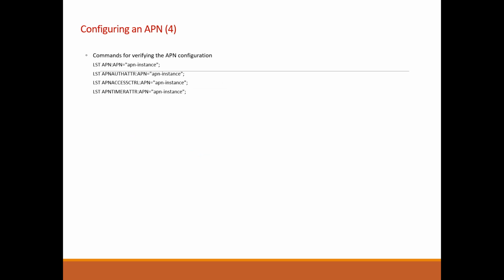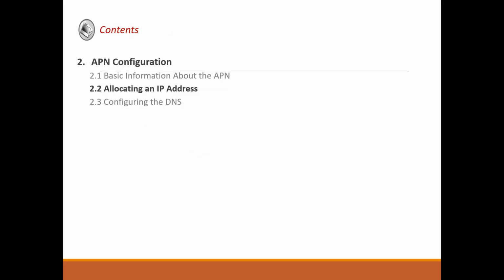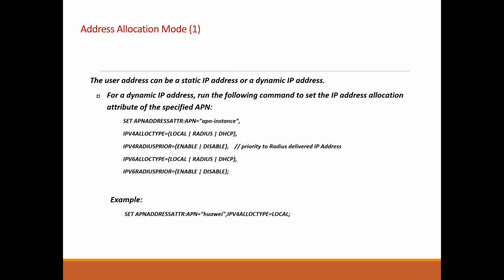Okay, so the commands for verifying the APN configuration: you can list the APN to check the APN name. The authorization can be listed, the access control can be listed, and its timer attributes can be listed as well. Okay, so this part is regarding the APN. This is how your APN is, and now how an IP address is allocated. Okay, so there can be two types of IP addresses: a static IP address and a dynamic IP address.